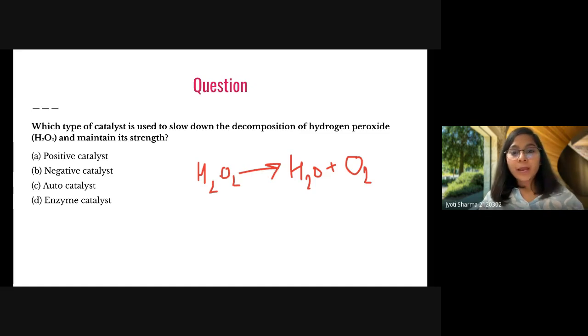Maybe at your home this hydrogen peroxide may be used for cleaning the teeth, and it is said that after some time this hydrogen peroxide solution will be changed into water and O2, and the effectiveness of hydrogen peroxide in cleaning the teeth will not be very high. So if we want to slow down the decomposition, what kind of catalyst do we need? Either positive, negative, auto catalyst, or enzyme catalyst. What do you think? What should be the right answer for this?